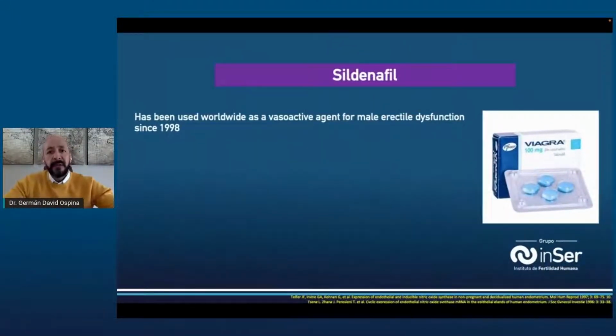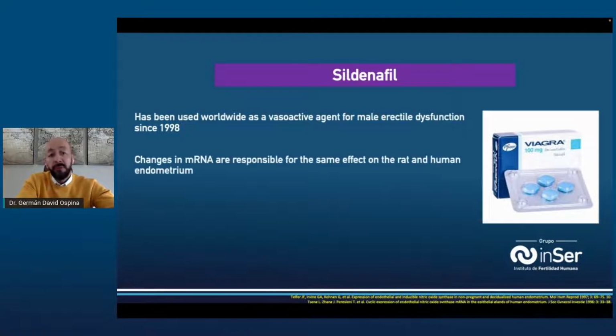Okay, here there is a good intervention with acceptable results until now, and it is sildenafil. You know that this medication has been used worldwide as a vasoactive agent for male erectile dysfunction since, I don't know, maybe 20 or 25 years ago.